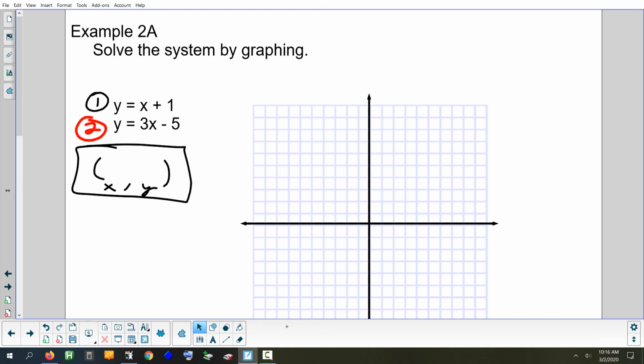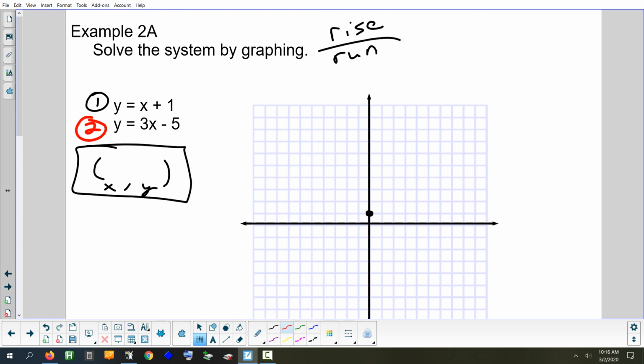Okay. Who can tell me for equation 1, what's the first thing that I do to make my graph? No, we don't have anything to plug in. I have to plot my line y-intercept. What's my y-intercept in equation 1? 1. So that's a 1 on the y-axis. Now, the next thing I need to use is my slope. Slope is rise over what? Run.